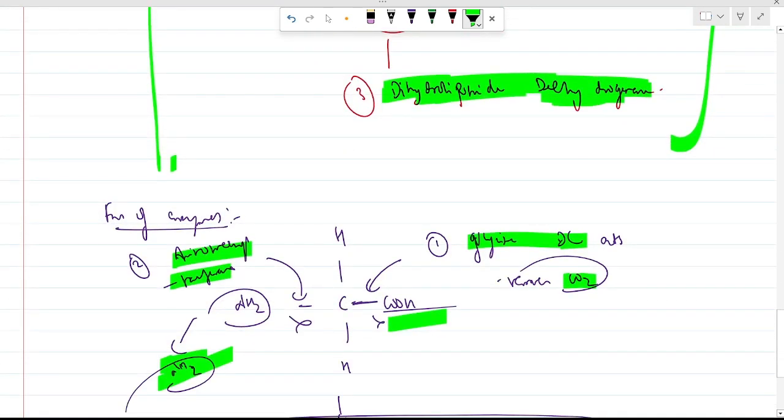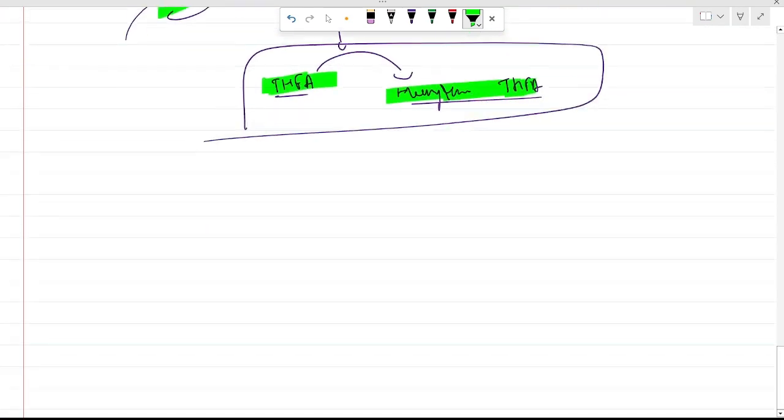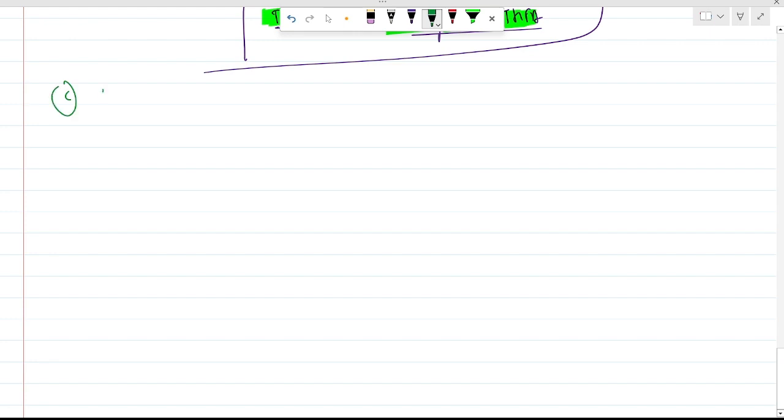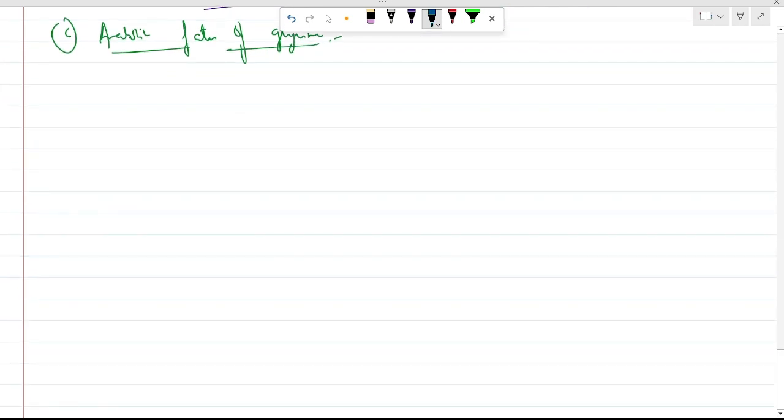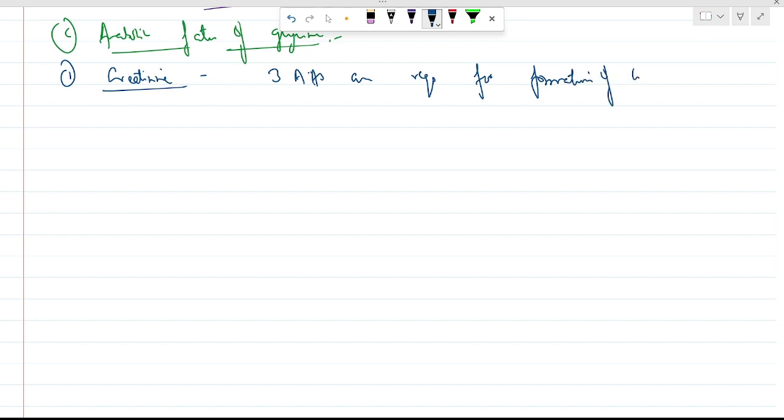Now we'll see the anabolic feats of glycine. Yes. So first, we know that it is creatine. You have seen creatine. Now, for creatine, 3 amino acids are required for its formation.